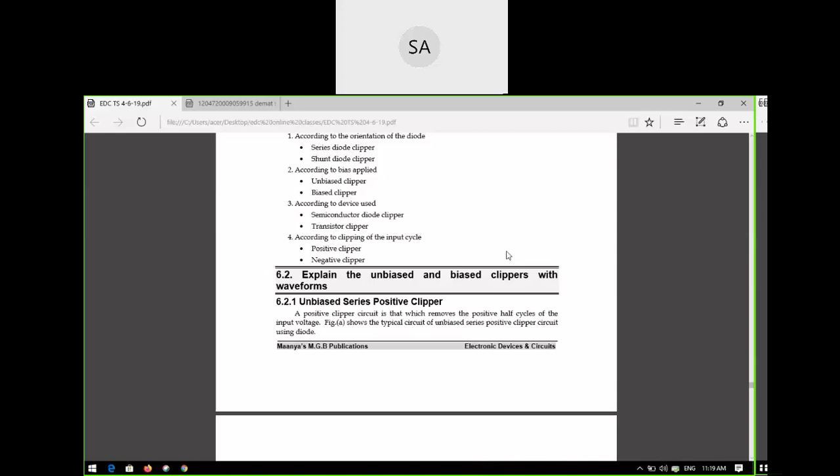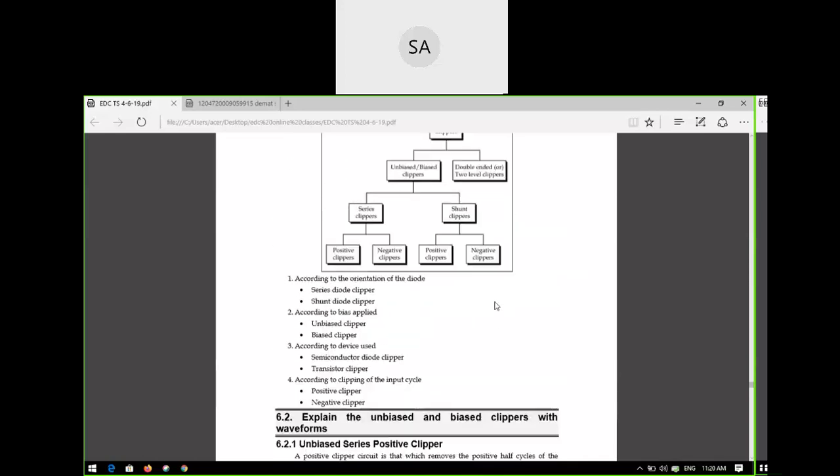You have to see each and every clipper in this chapter. So first, we are going for unbiased and biased clippers, and their waveforms, input waveforms as well as output waveforms. In that, the first one is the unbiased series positive clipper, correct or not?